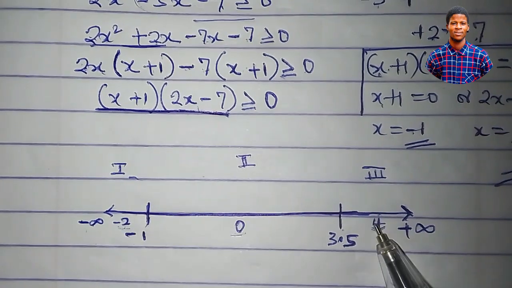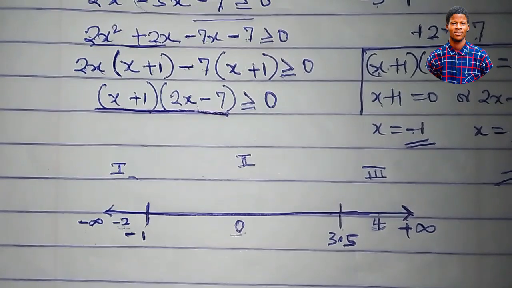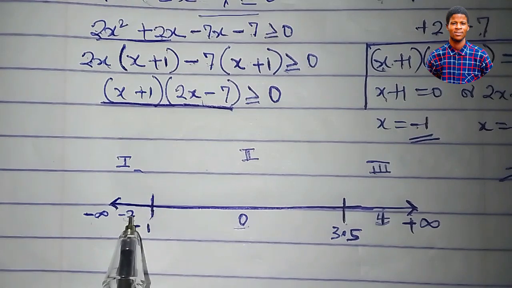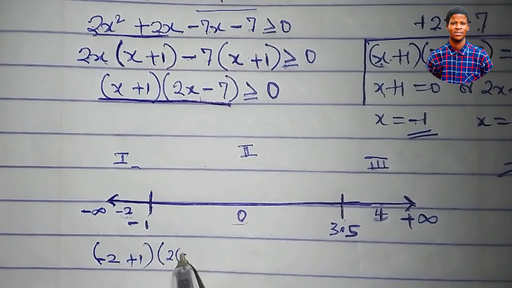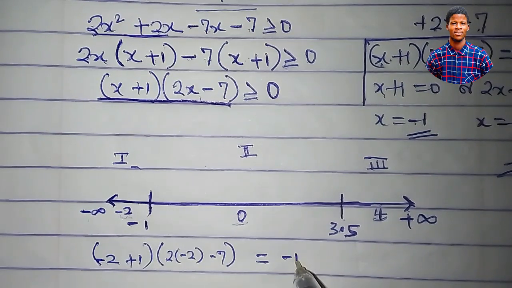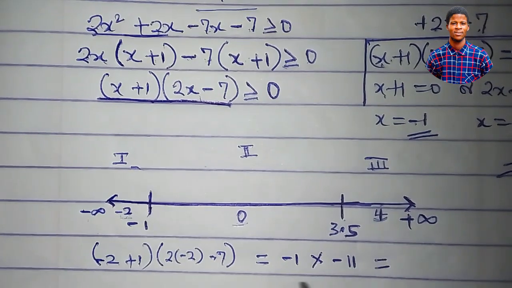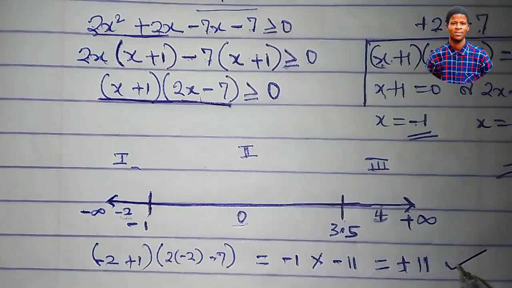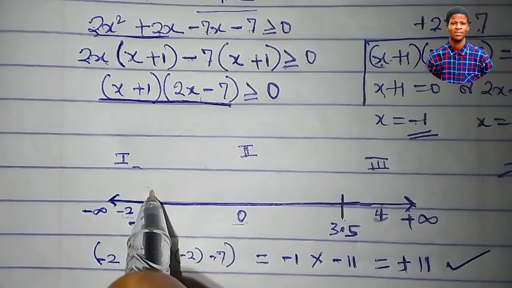So let's plug these numbers individually into this left-hand side and see which region will give us a number greater than 0. Now, let's test for region 1. Let's put minus 2 here. This will now be minus 2 plus 1 times 2 times minus 2, minus 7. Minus 2 plus 1 is minus 1. 2 times minus 2 is minus 4. Minus 4 minus 7 is minus 11. Minus times minus will give me a plus. 1 times 11 is 11. Plus 11 is a number greater than 0. It means that this region satisfies the inequality.